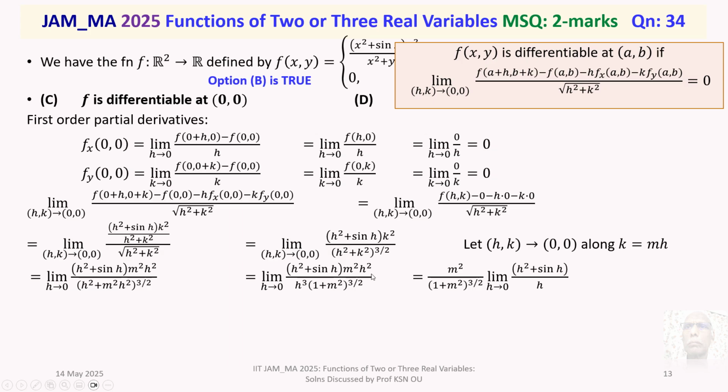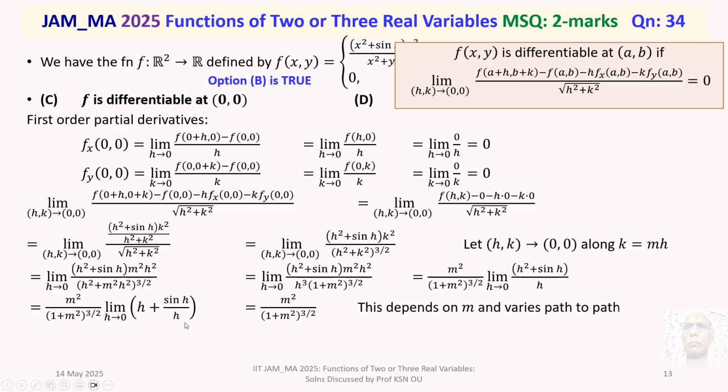Right. H square by h cube, h remains, then you will get m square by (1 plus m square) to the power of 3 by 2, which is constant. Limit h tends to 0 of (h square plus sin h) by h. H square by h is h. Sin h by h is sin h by h. Right. Limit h tends to 0 of h is 0. Limit h tends to 0 of sin h by h is 1. This is 1. Then you will get m square by (1 plus m square) to the power of 3 by 2.